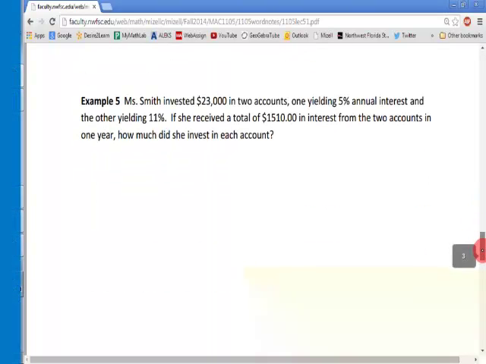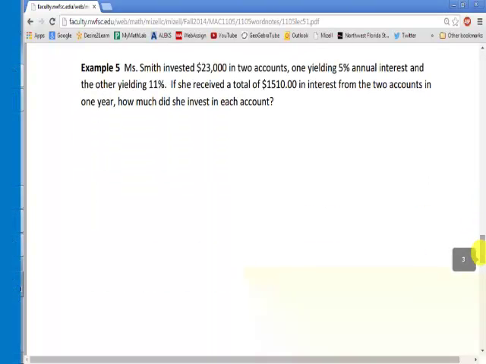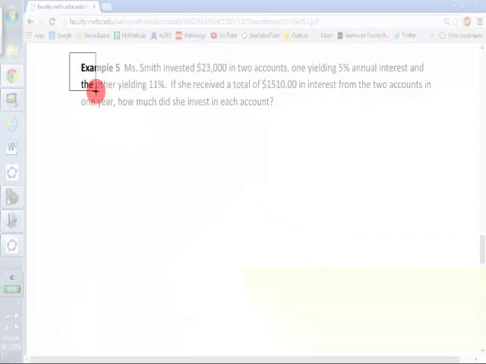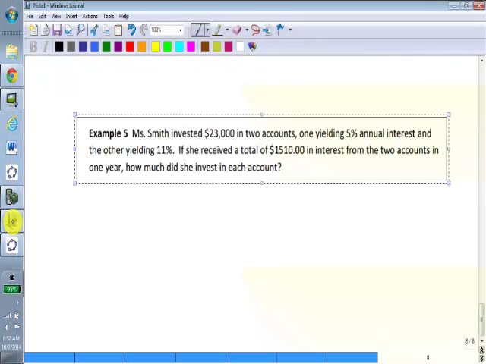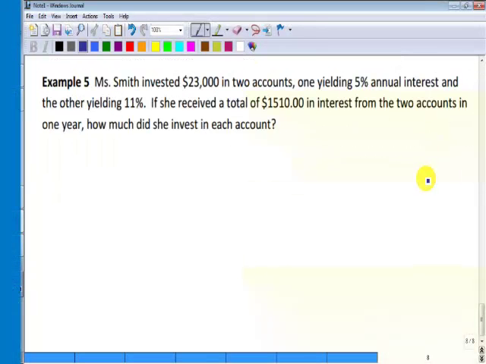Need an application. Ah, here we go. Ms. Smith invested $23,000 in two accounts. One yielding 5% annual interest, the other 11%. 11%, maybe more risk involved. That's why I should put some of it in that one.